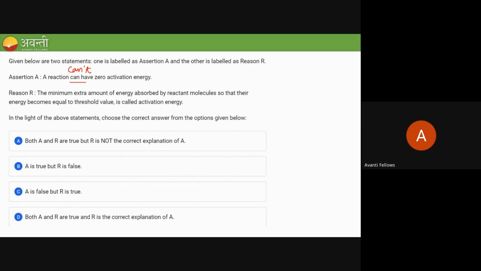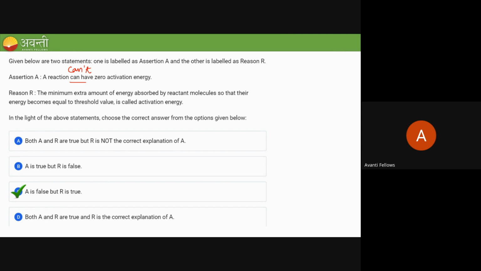Also cross check with the reason given. The minimum extra amount of energy absorbed by the reactant molecule so that their energy becomes equal to the threshold value is called activation energy. Yes, that is the definition for activation energy. Minimum amount of energy required, which is absorbed by the reactant molecule to get activated. So option C is the correct answer. A is false, but R is true.